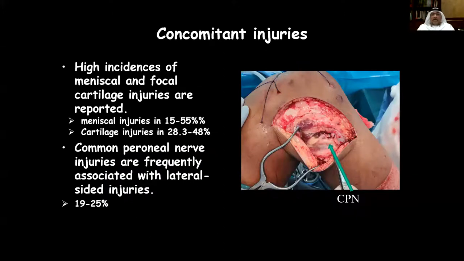Again, when we talk about concomitant injury, we talk about a high incidence of meniscal and focal cartilage injury. It's about 15 to 55%, and the cartilage injury is about 28 to 48%. The common peroneal nerve, you can see it here with the arrow. This is a patient where we did a posterolateral corner, and we have to identify the common peroneal nerve prior to anything around the posterolateral corner. Otherwise, we risk an injury to the nerve.